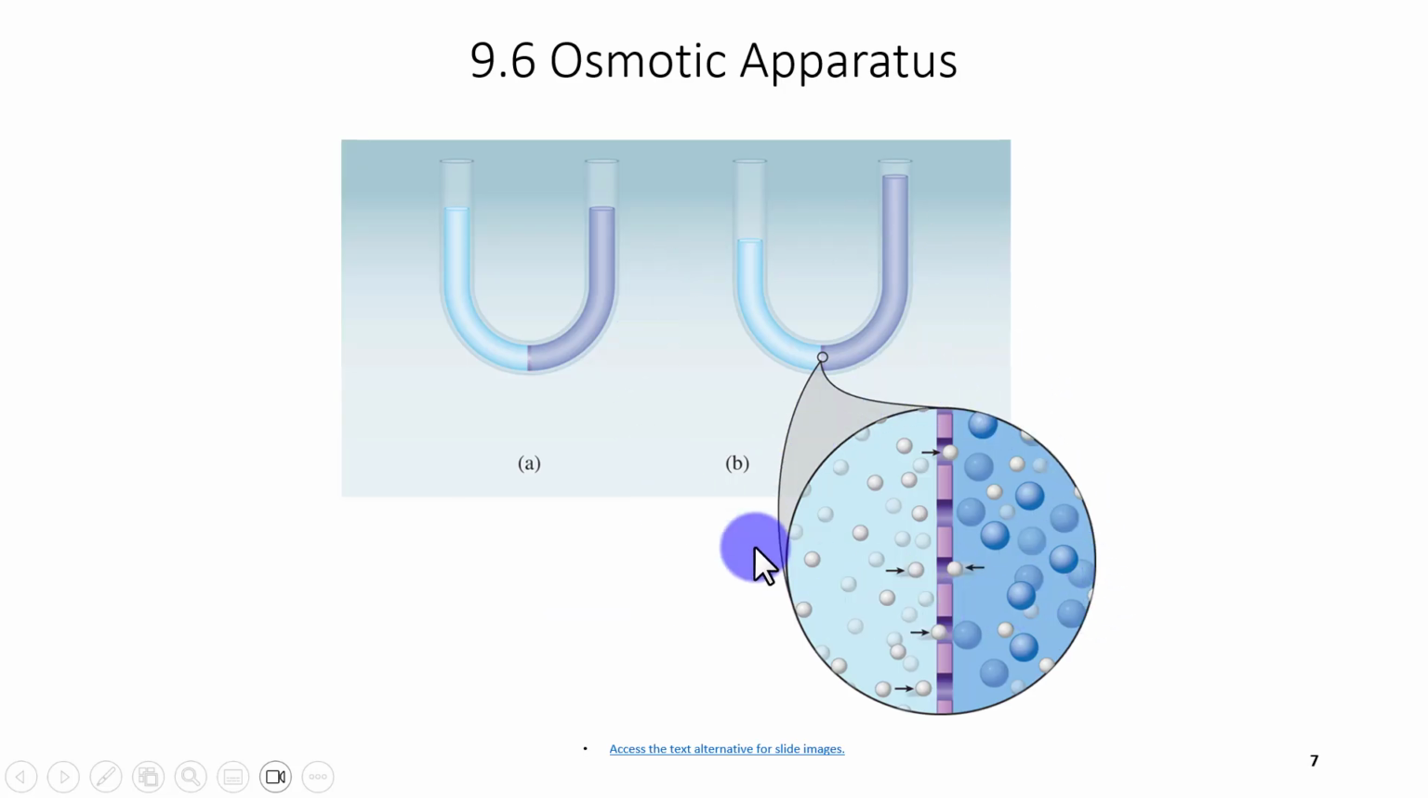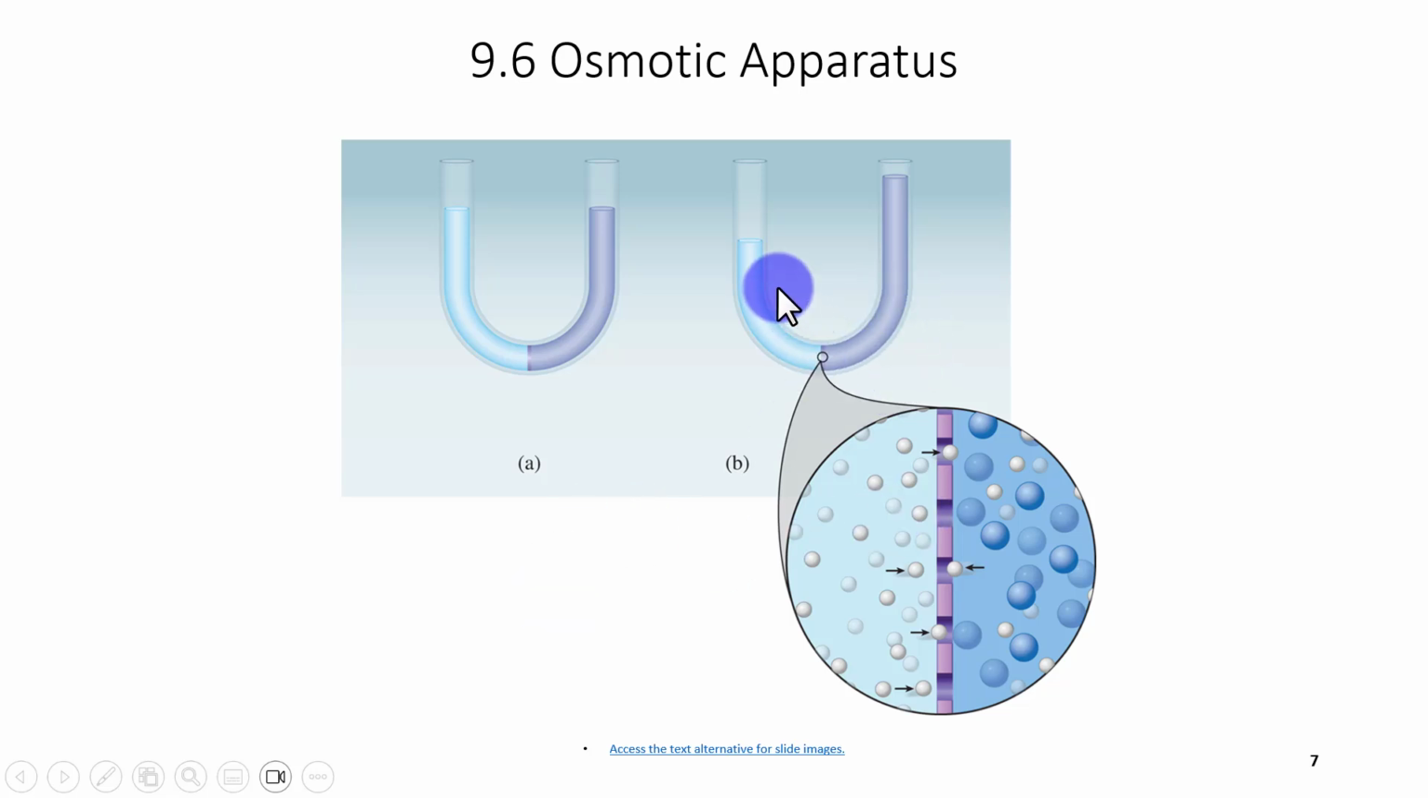Here's what an osmotic apparatus looks like. So if I have this side as the pure water and this side as the concentrated solution, and they start at a certain height over here, and they're separated by this semi-permeable membrane, you can notice that it's mostly a size separation, so water can go through, but these larger molecules can't pass through here.